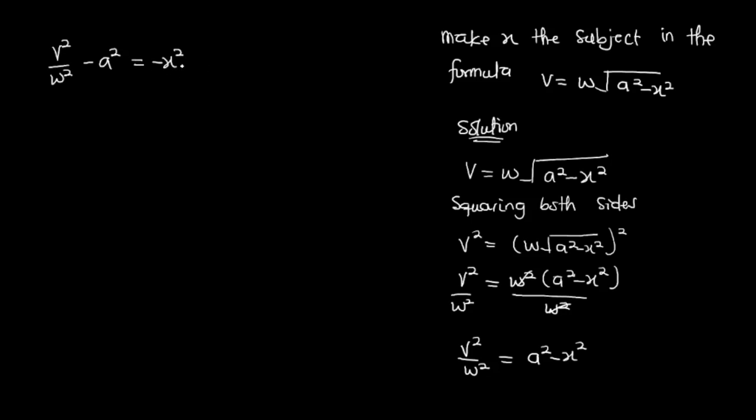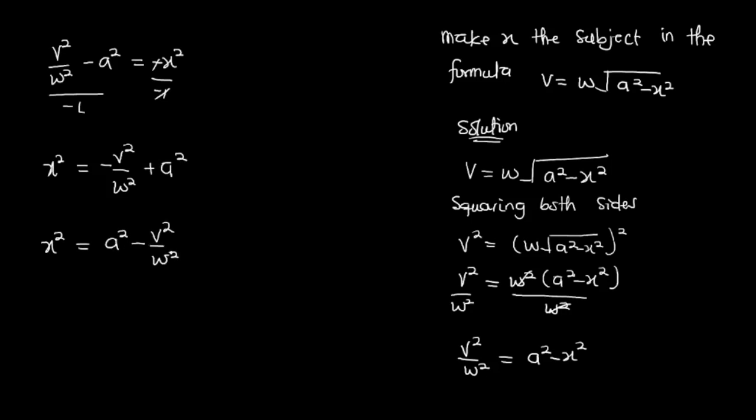So from here, all I need to do is to first of all get rid of the negative over here because I don't want that. So I divide both sides by negative. So this cancels this. It means x squared will now be equal to v squared on w squared divided by negative will give me negative v squared on w squared. Negative a squared divided by negative 1 will give me positive a squared. So I can rewrite this equation as x squared is equal to a squared minus v squared on w squared.